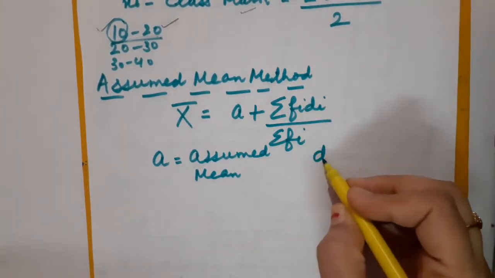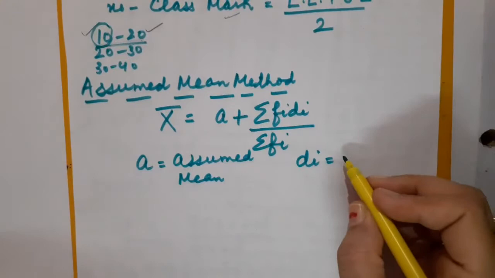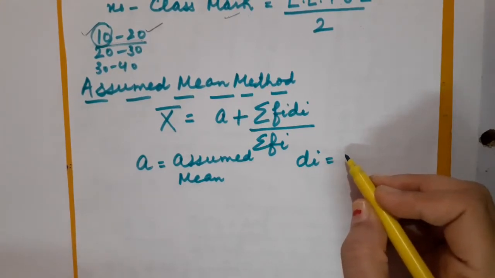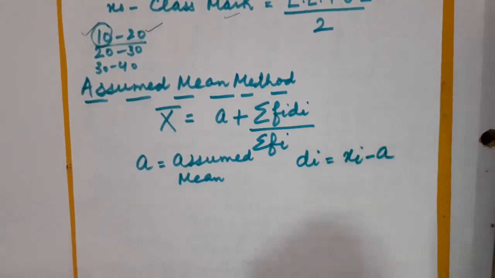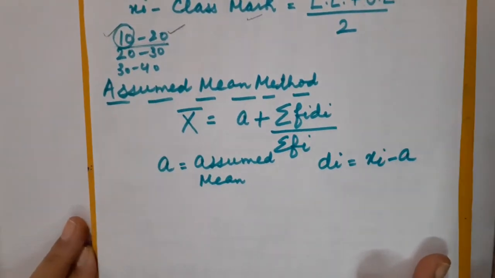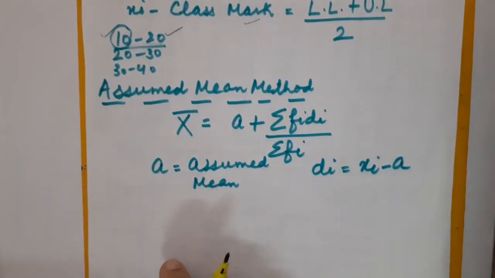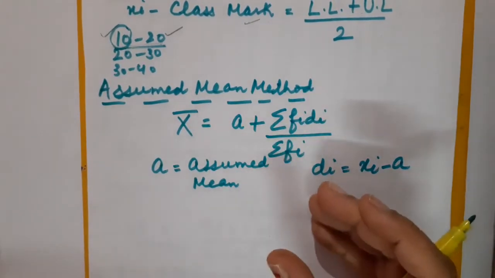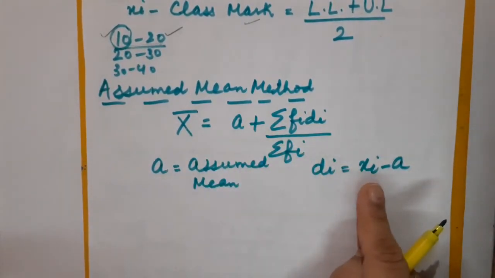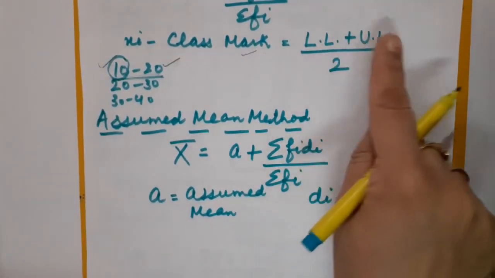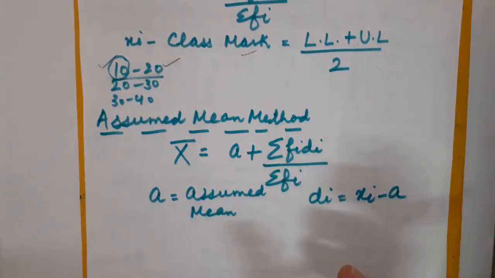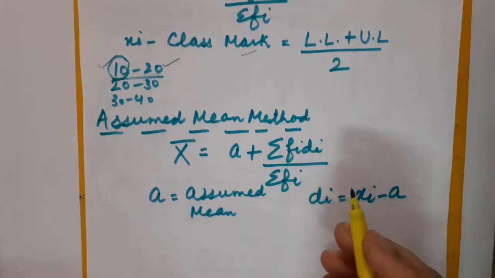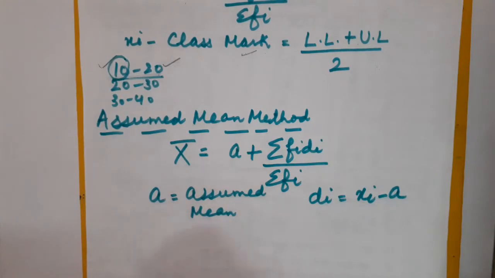Let us talk about di. Di is nothing but the difference of xi and a, that is assumed mean. So you can write xi minus a. Now let us understand about assumed mean method. When do we apply it? The cases in which the numerical values like xi, you know that is class mark, which is nothing but lower limit plus upper limit divided by 2, and frequency, that is fi, are large and computation of the product, that is fi xi, becomes very tedious as well as time consuming for us.